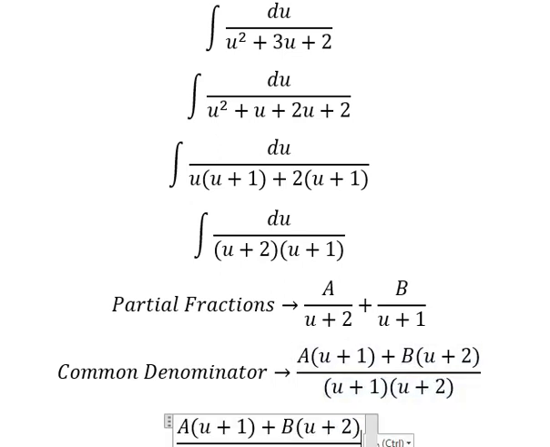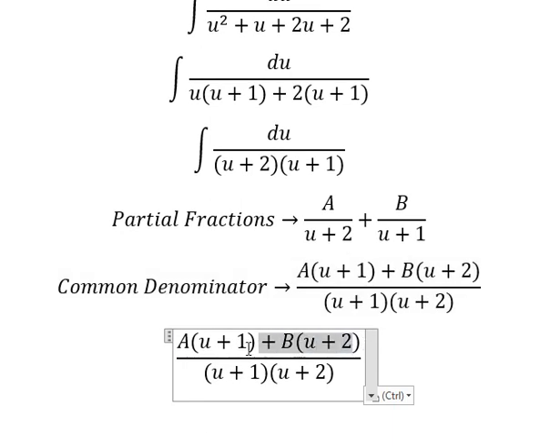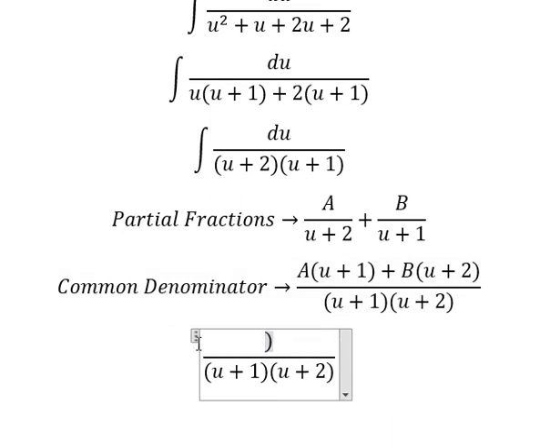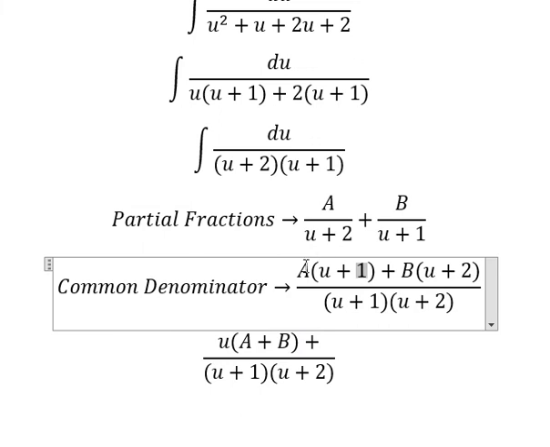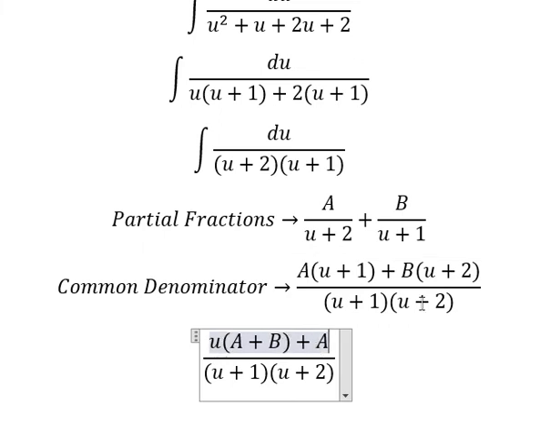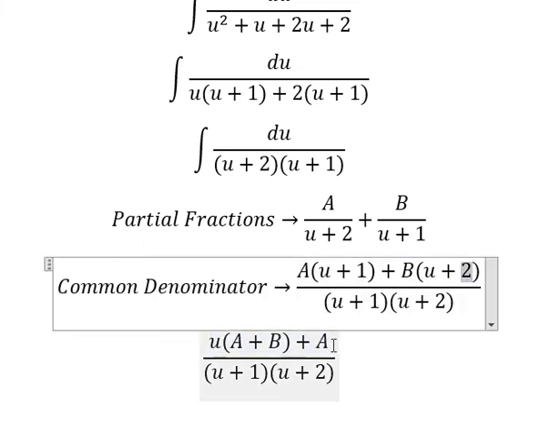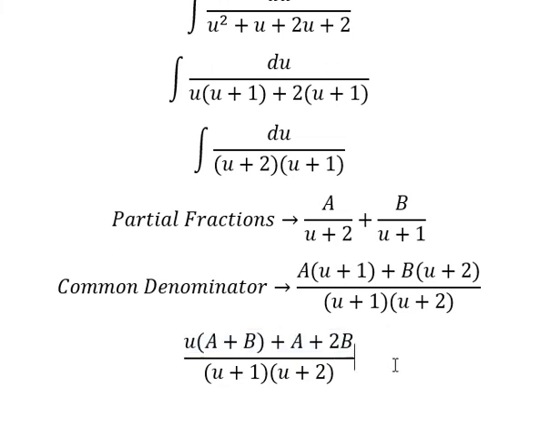Next, we need to arrange based on the terms of u. About u, we have A plus B. About the numbers, we have number 1 with A, so we have 1A. Number 2 with B, so we have 2B. And now we need to compare coefficients. About this one, we don't have u, so A plus B equals number 0. About this one equals number 1.